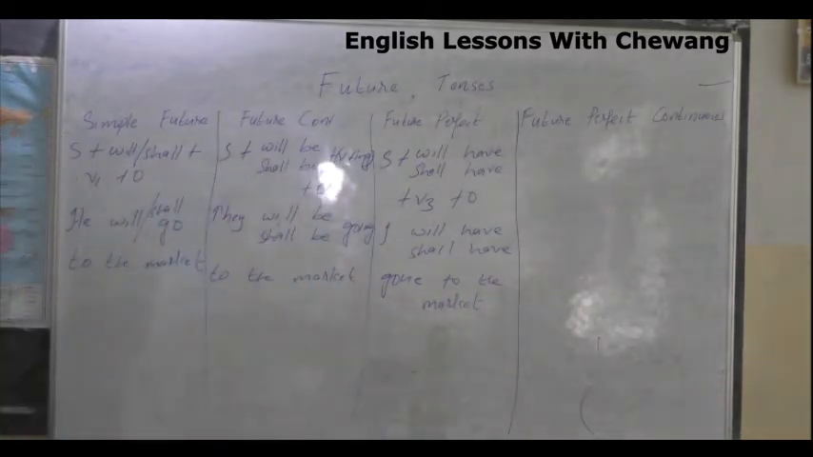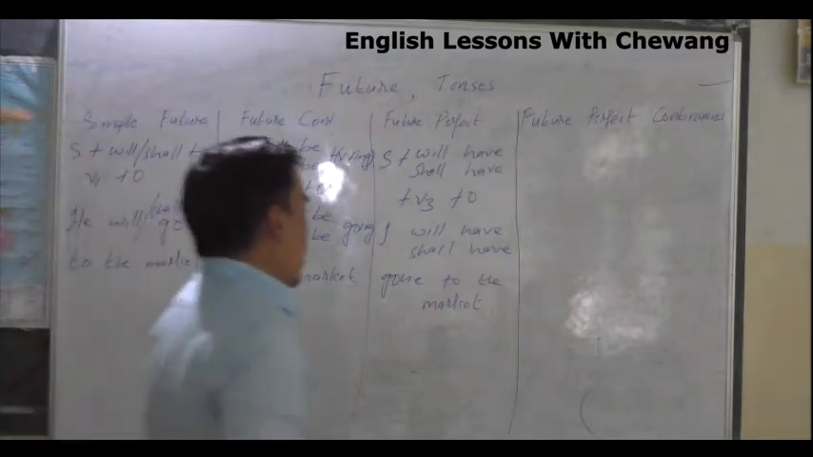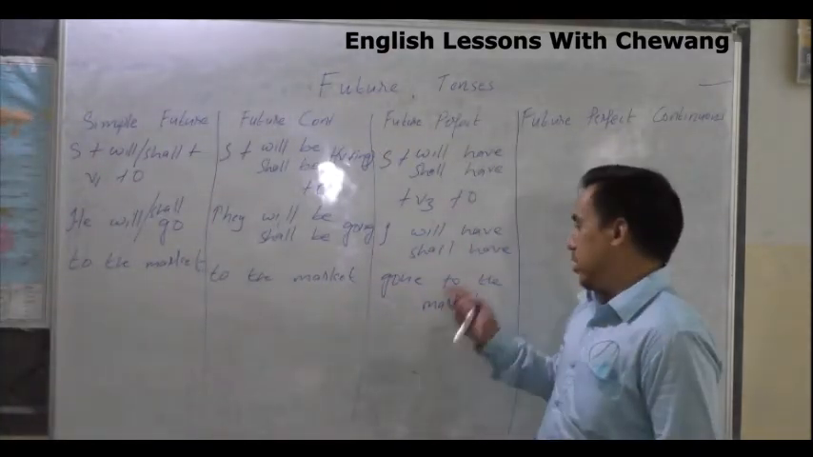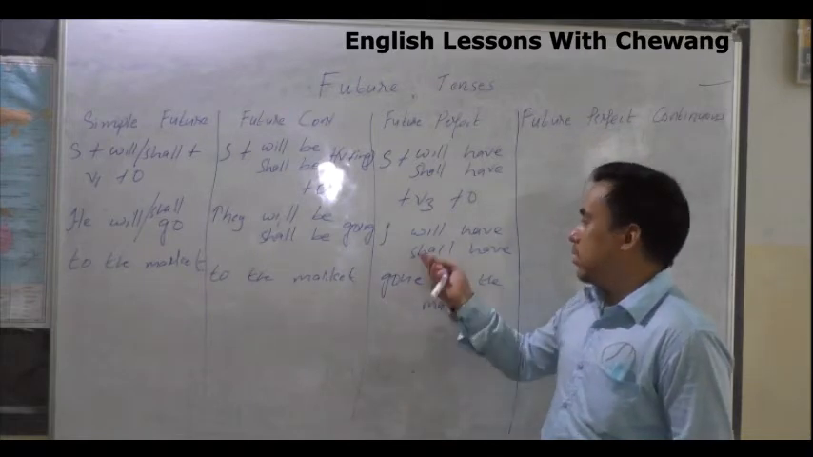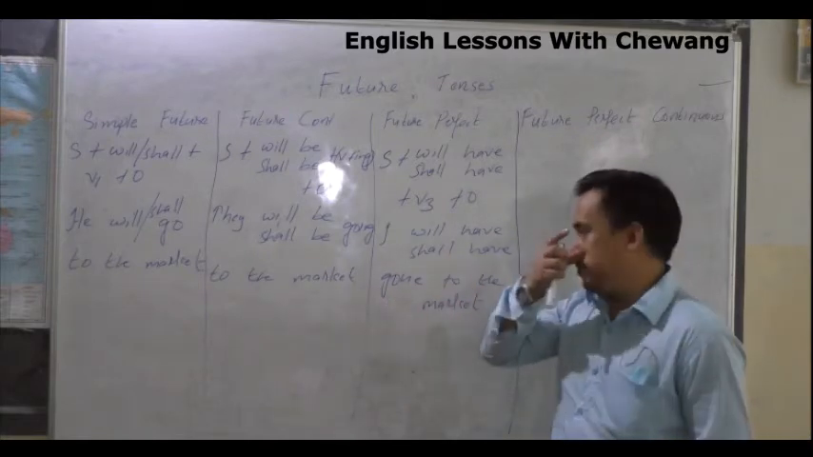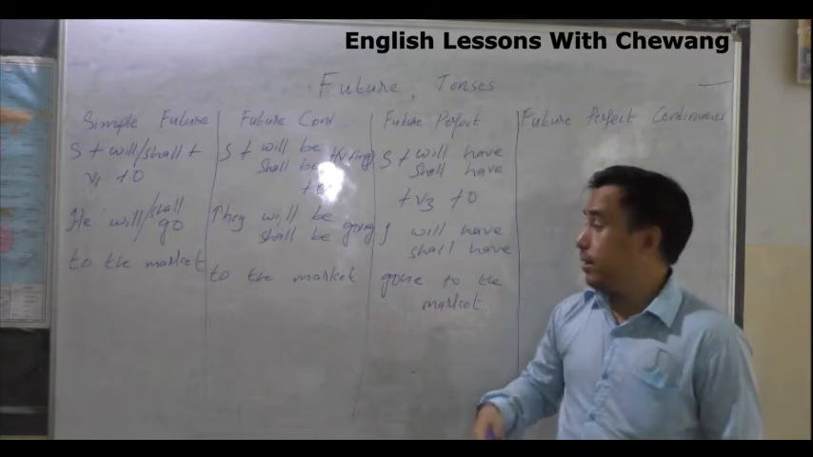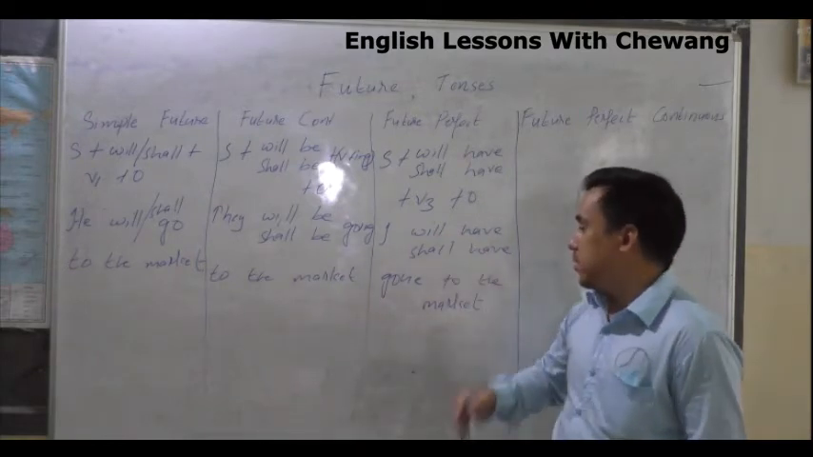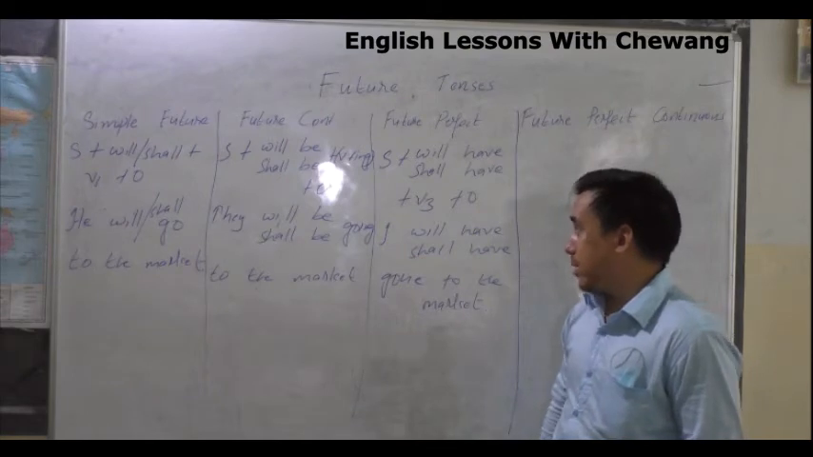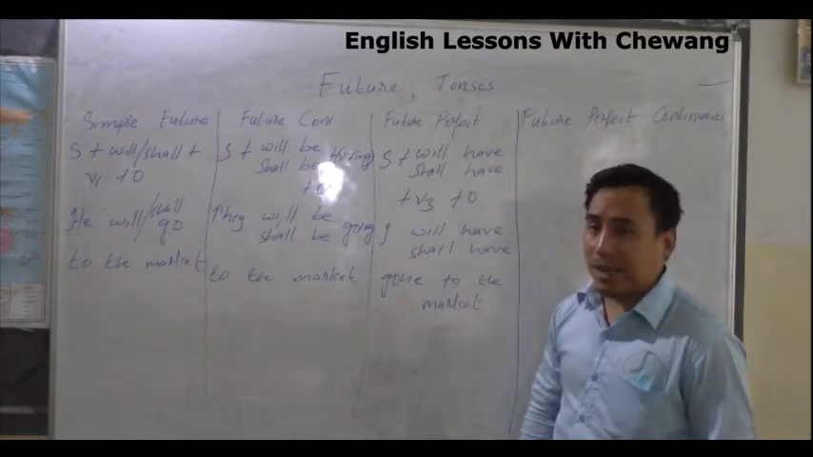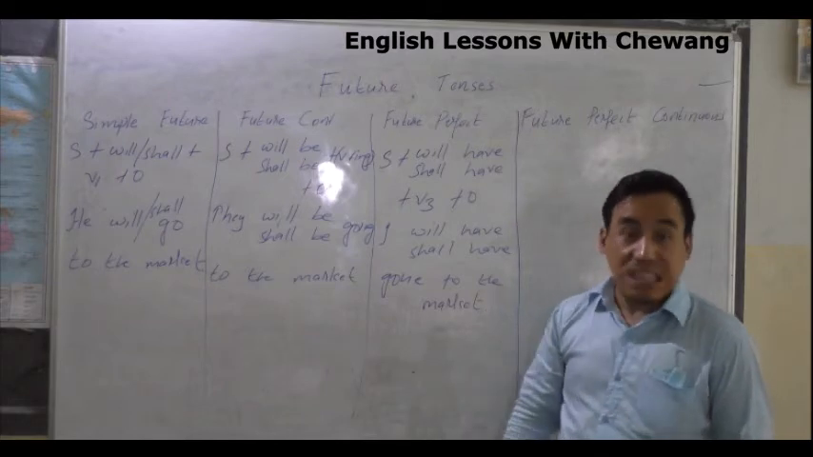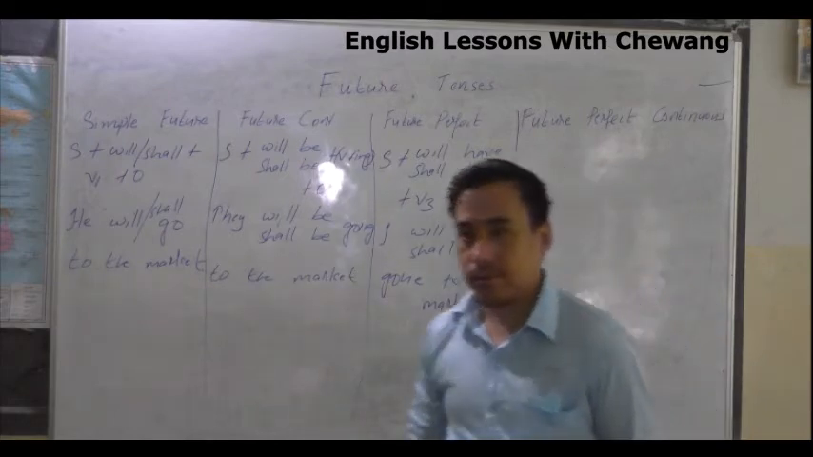Make sense? So this is the form. I will have gone to the market. I shall have gone to the market. Will sounds more specific, so we'll just use will. I will have gone to the market. They will have gone. He will have gone. She will have gone. He and she will have gone.